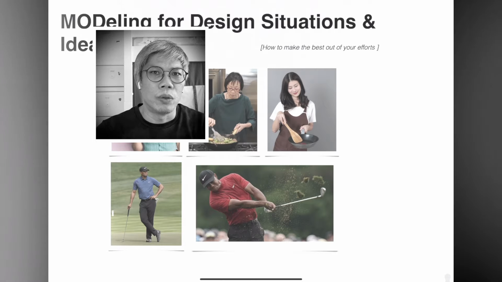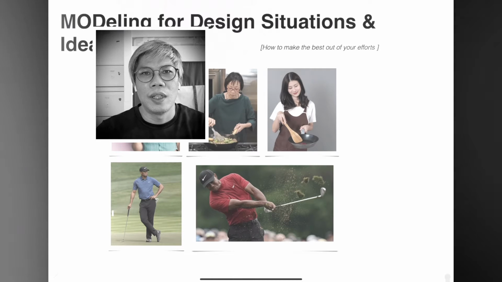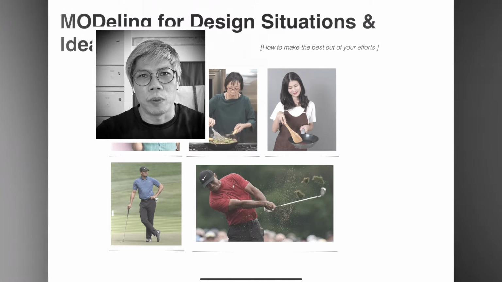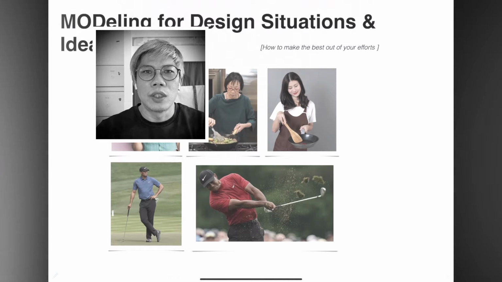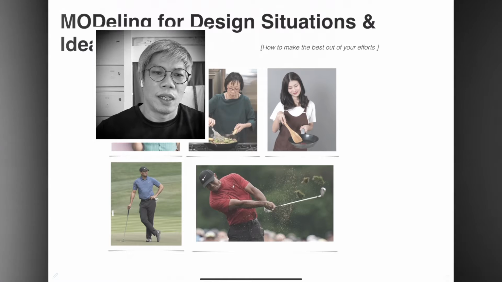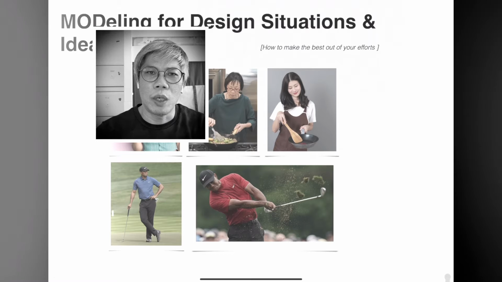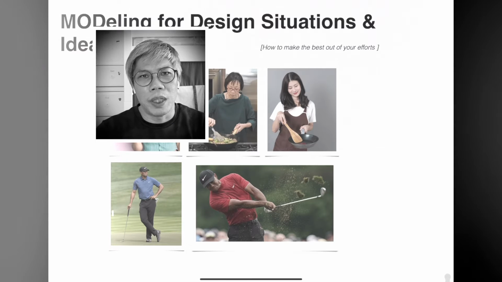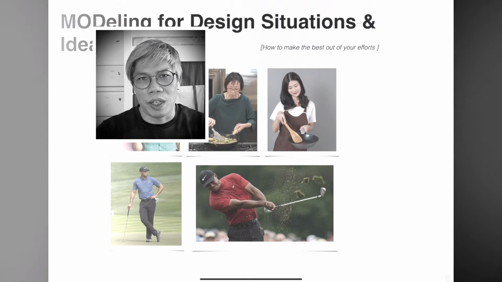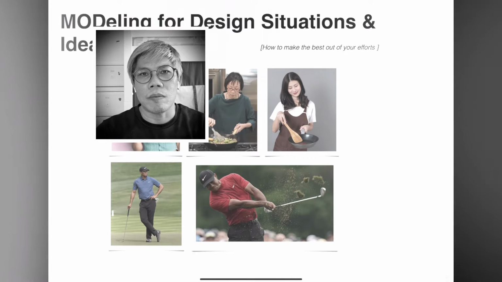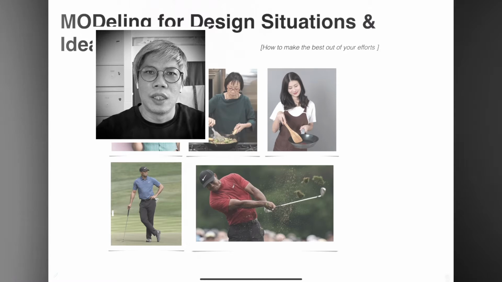And then what do you usually do? You take a photo and then you evaluate with the photo how effective the product is. So without further ado, let's talk about modeling for design situation and idea generation. I'll be talking about how you can model, who should be the model, who should be the photographer, and how the scene should be strategized so that it can most effectively show or illustrate your intention.